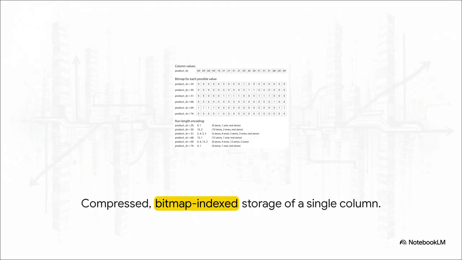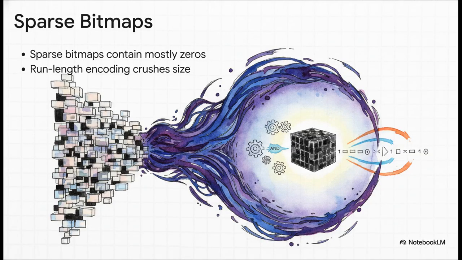Look at the product SKU column at the top here. A massive retailer could easily have billions of rows of sales, but maybe only 100,000 distinct actual products. We can take that column and turn it into separate bitmaps, one specific bitmap for each distinct product value. As you can see, the bit is simply a 1 if the product exists in that row and a 0 if it doesn't. And because a specific product only appears in a tiny fraction of total rows, these bitmaps are what we call sparse, meaning they are overwhelmingly full of zeros.